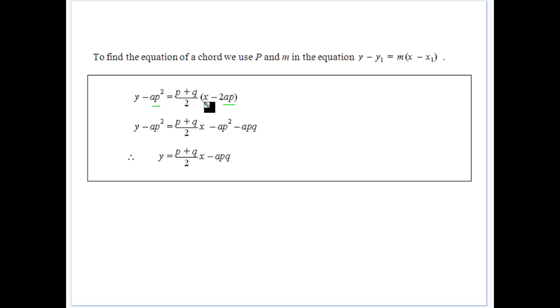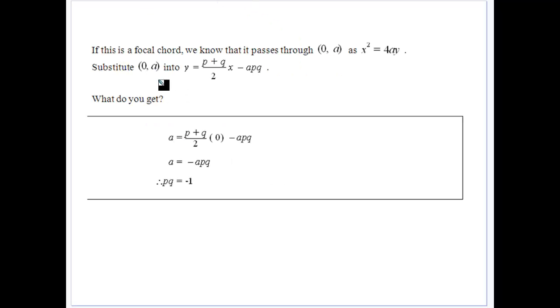So P plus Q on 2 times x, and the P plus Q on 2 times 2APQ gives us AP squared minus APQ, and the 2's can cancel. So we have a look here, we can cancel the AP squared on both sides, and we get y is equal to P plus Q on 2 times x minus APQ. There's the equation of your chord, and that'll be a straight line going between the two points. So it's pretty easy to use our parametric forms and our values, and then just use all the equations we used in coordinate geometry. So the mathematics isn't really new in that regard.